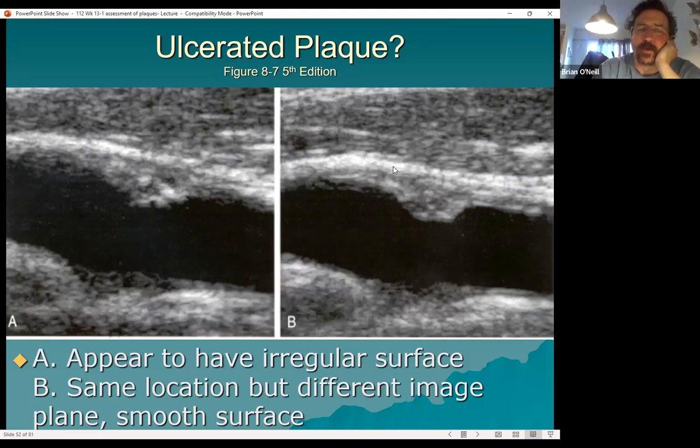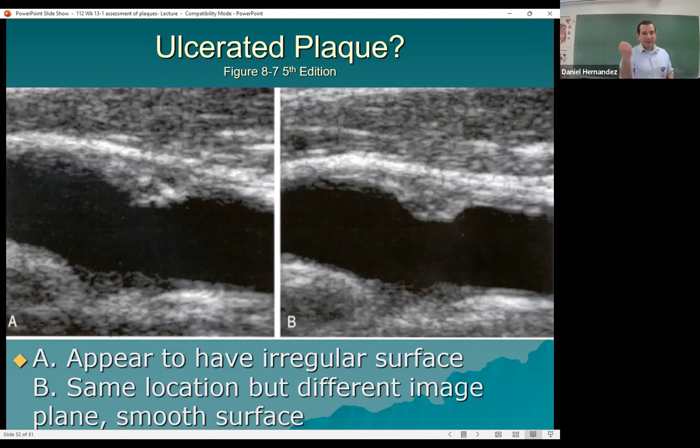So the smooth view always overrides the irregular surface view. You can make something look ulcerated, but it's harder to make something look smooth. Again, transverse is a good way to assess that better. So with these plaques, you're always doing two views. You're doing that plaque in sagittal and you're doing it in transverse as well.